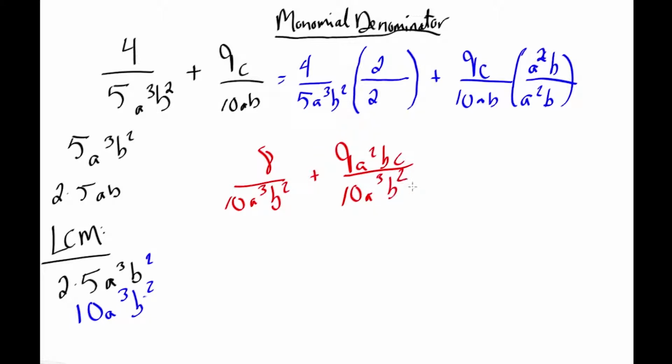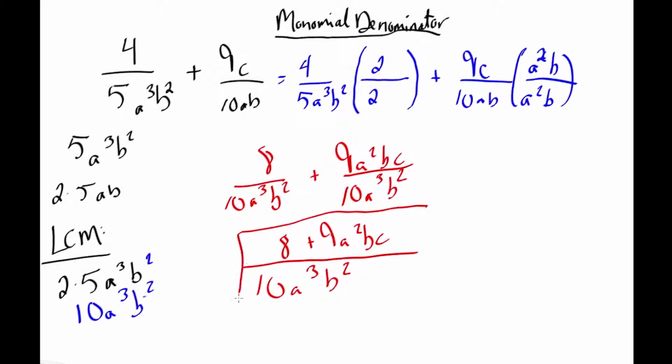Well, you'll notice those denominators are the same. So I can just have one giant fraction. 8 plus 9, a squared b c. And we are dividing by 10, a cubed b squared. So this is our final answer when adding up these two monomials.